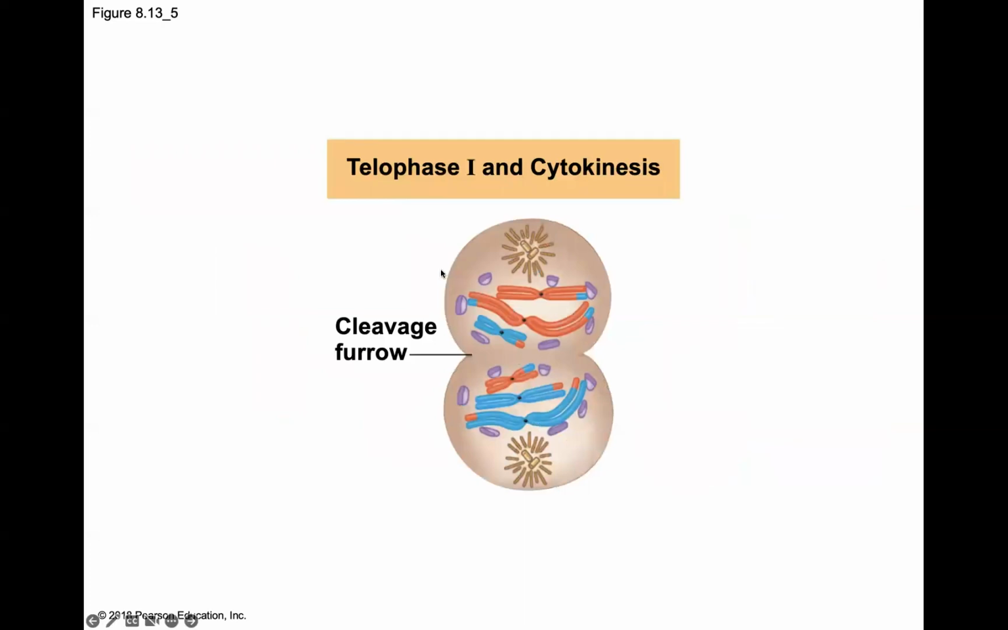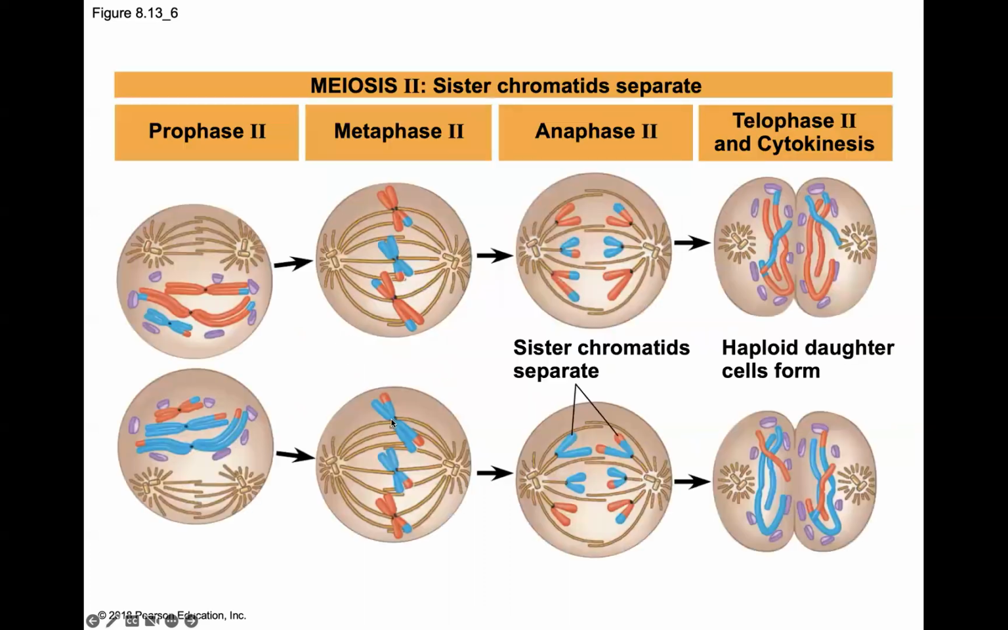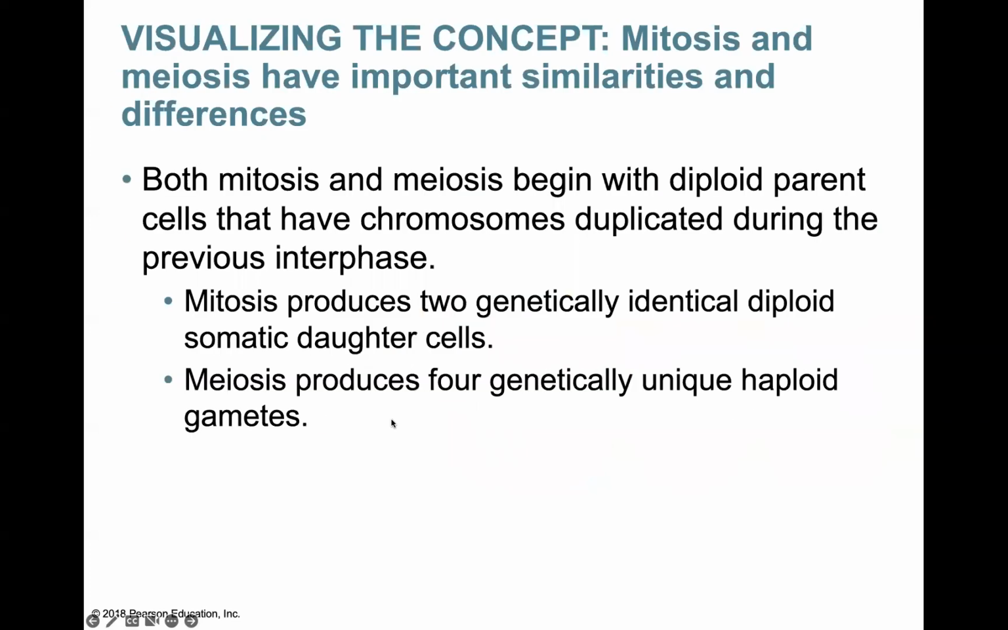So we talked about this process of telophase leading into cytokinesis. We see the formation of a cleavage furrow in our animal cells, and that will lead to the splitting of the cytoplasm to generate these 2 daughter cells. So visualizing the concept, this is what I was just mentioning earlier. Mitosis and meiosis have very important similarities and differences. Both mitosis and meiosis begin with diploid parent cells that have chromosomes duplicated during interphase.